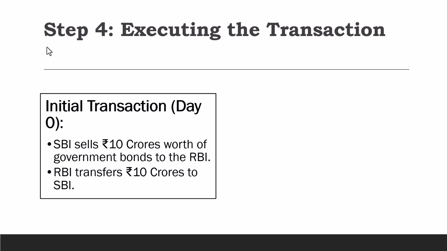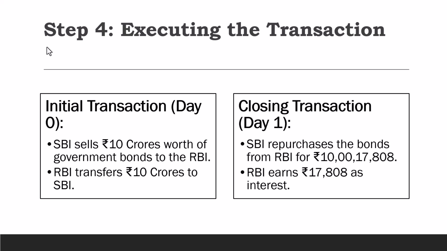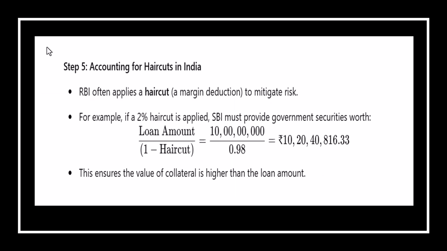Okay, now let me just finish and you will find more on this. SBI sells 10 crores worth of government bonds to RBI. RBI transfers 10 crores to SBI. Closing after one day, SBI repurchases the bond from RBI at 10 crore 17,808. RBI earns 17,808 rupees. Is that okay? For the State Bank of India it is a cost, and for RBI it's a revenue.